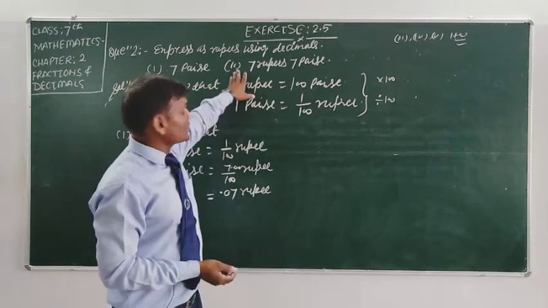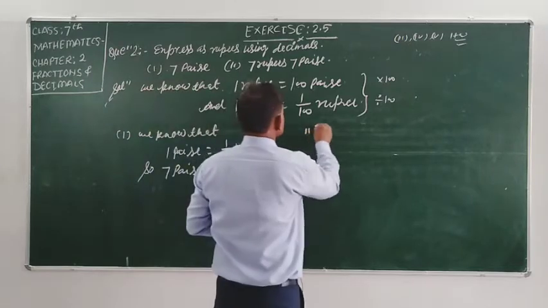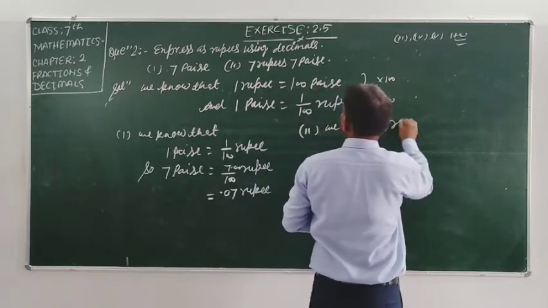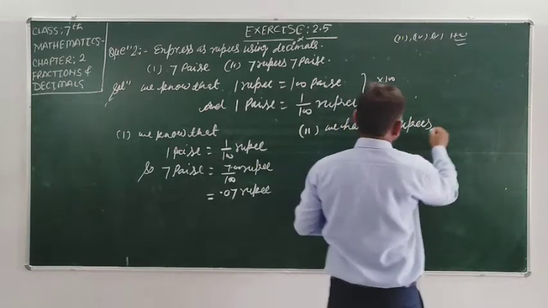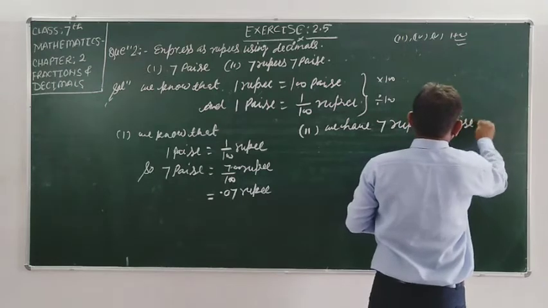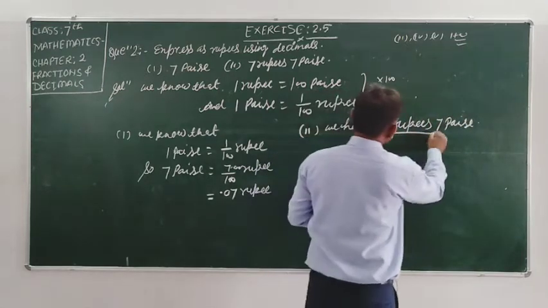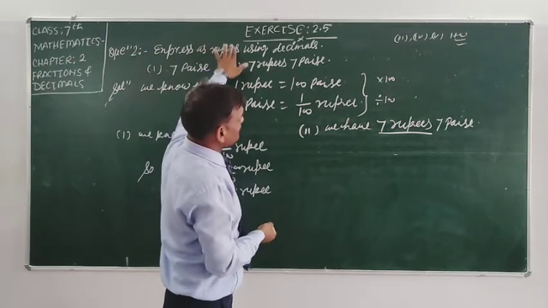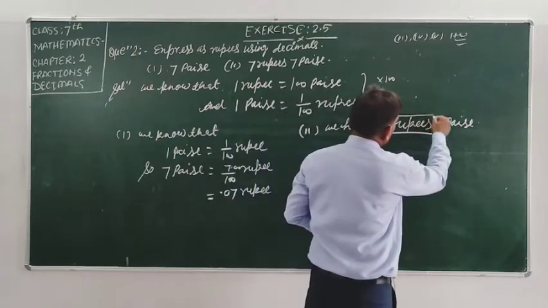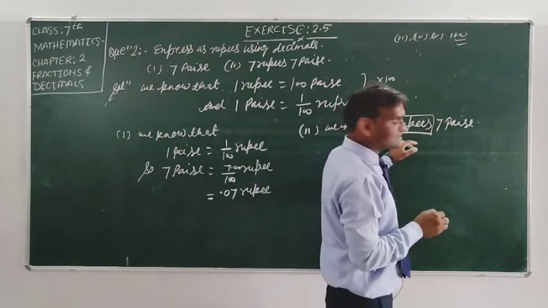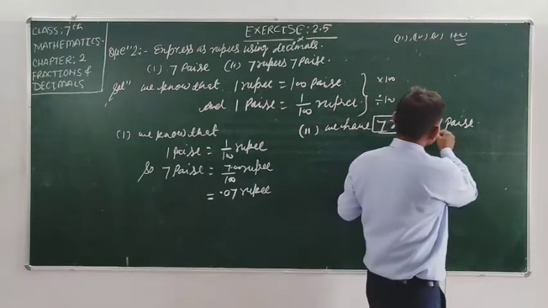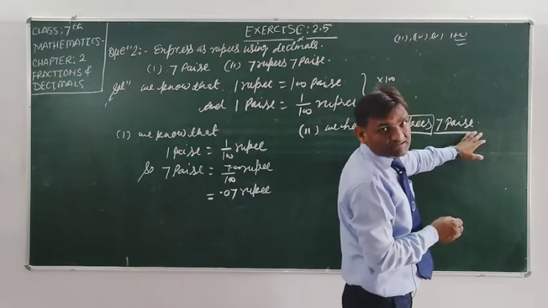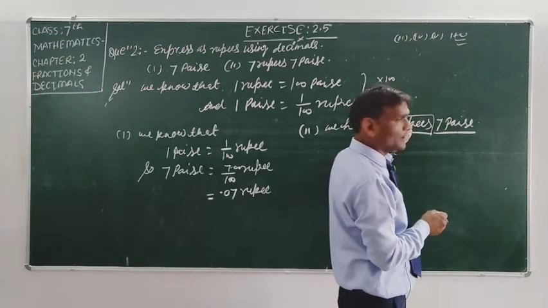As same student, you will solve the part 2, and part 2 is we have 7 rupees 7 paise. This is the rupees. The question is saying to you that you require to change the given value in rupees, and this is the rupees. So you will not touch this value because it's already given in rupees, and the second value is given in paise. You will change this value in rupees and you will add 7 rupees which is given already.